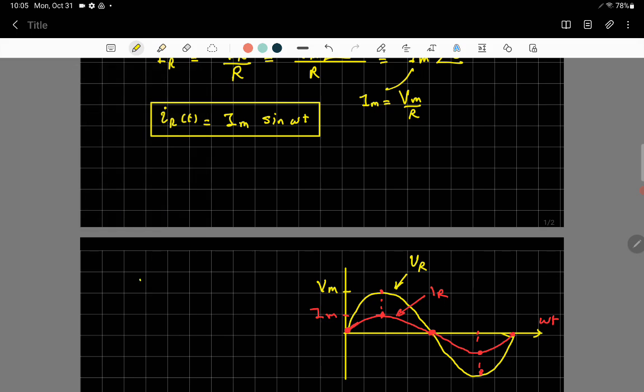So let's say that the voltage of the resistor is in phase with IR. So the current in the resistor is in phase with the voltage of the resistor. It means there is no phase shift.